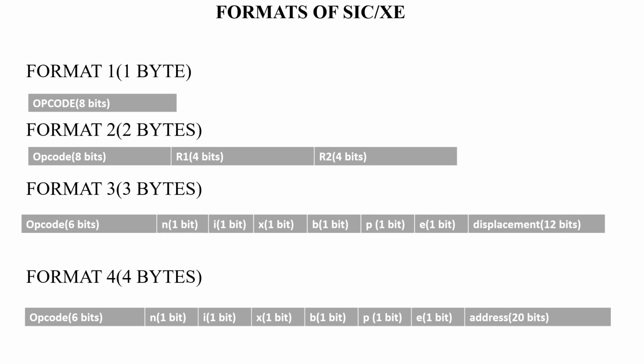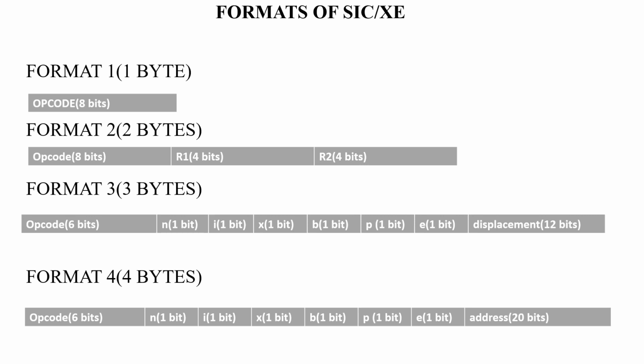It is of type format 1, format 2, format 3 and format 4, where format 1 is of 1 byte and it consists of only the opcode, which is made up of 8 bits. Then format 2 consists of 2 bytes, where the opcode is made of 8 bits and the rest 8 bits are divided into 2 registers of 4 bits and 4 bits. Then format 3 consists of 3 bytes where the opcode is 6 bits. Rest of all the flags consist of 1 bit each, and at last the displacement consists of 12 bits which stores the address of this format.